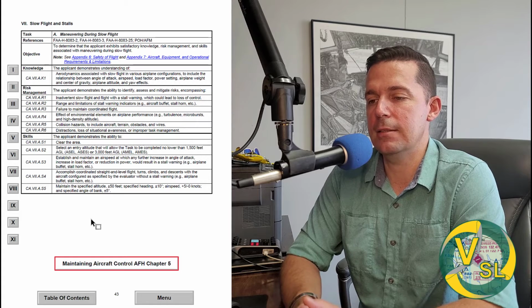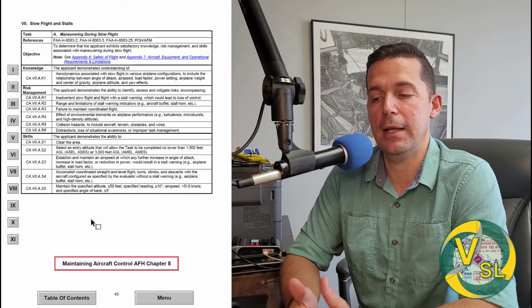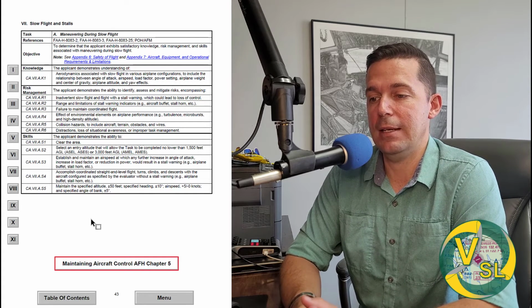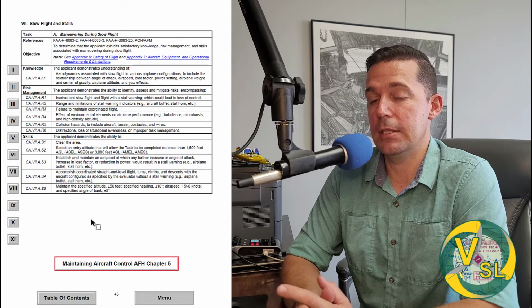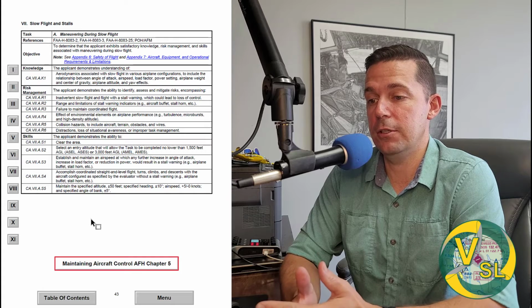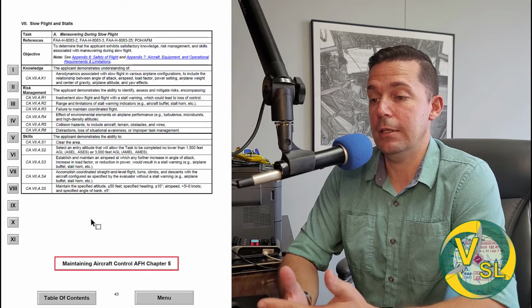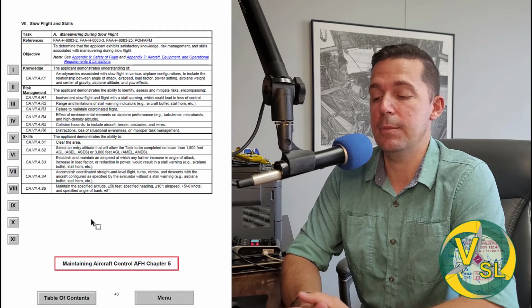It's basic slow flight. This hasn't really changed from your private pilot days, or the private pilot ACS really. It's very, very similar. So we want to maintain a safe altitude. We want to configure it appropriately and fly around in slow flight without getting the stall horn. That's the basic gist of this one.